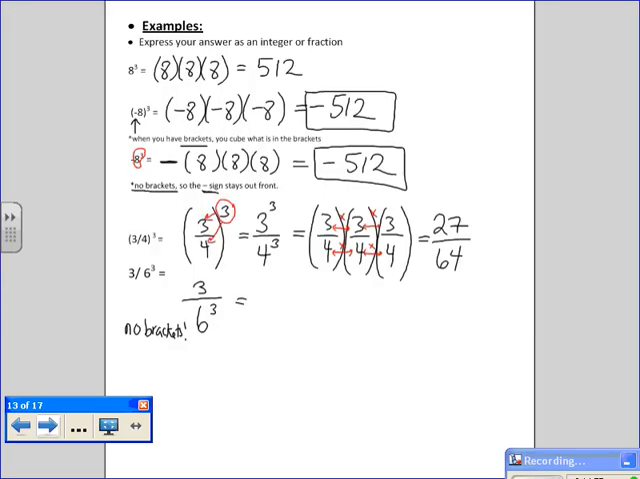Okay, if there's no brackets around the fraction, that tells me that the only thing I'm cubing here is the 6. Okay, so only cube 6, in the bottom or in the denominator. So if the whole thing is not in brackets, then we don't cube everything. That 3 just stays exactly where it is on the top, and on the bottom I'm going to cube 6. Well, 6 times 6 times 6 is 216. Okay, and there's my answer.